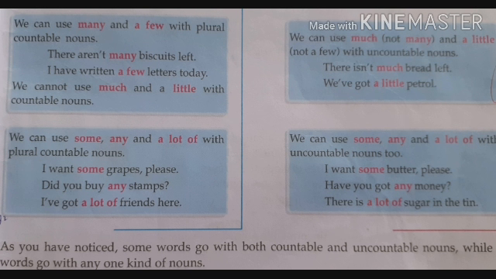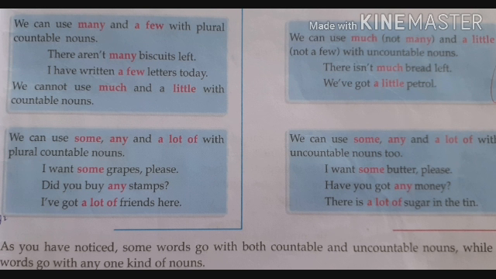We can't use much and a little with countable nouns. We can use much, not many, and a little, not a few, with uncountable nouns. As you know, for quantity we use much and a little. There is not much bread left. We have got a little petrol, which we can't count. For numbers we use many and a few, and for quantity we use much and a little.